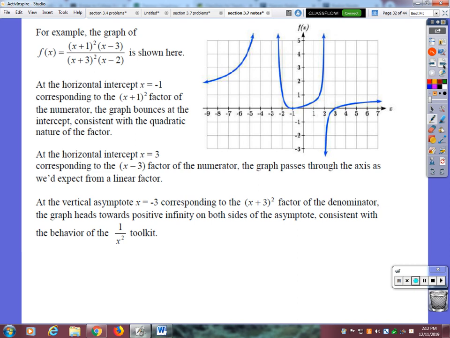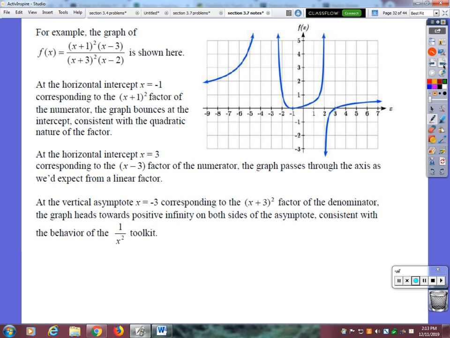All right, so here we go. For example, let's take a look at the graph of x plus 1 squared times x minus 3, divided by x plus 3 squared times x minus 2, okay? The first thing that I would suggest you do when you're faced with a crazy creature like this is find the asymptotes and the intercepts, okay? So somebody give me some asymptotes or some intercepts.